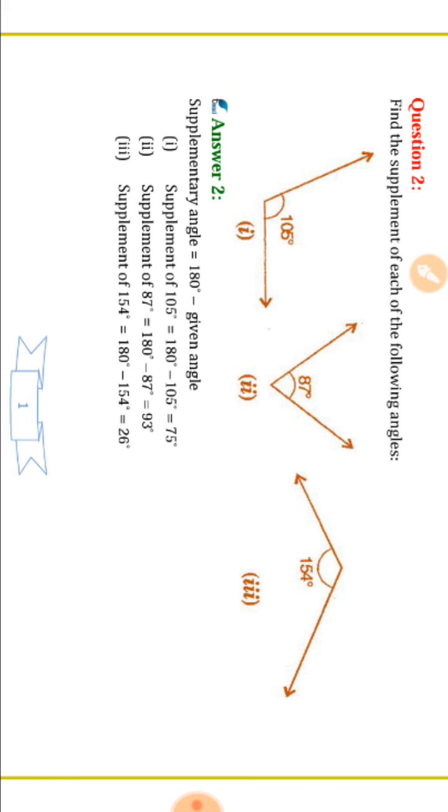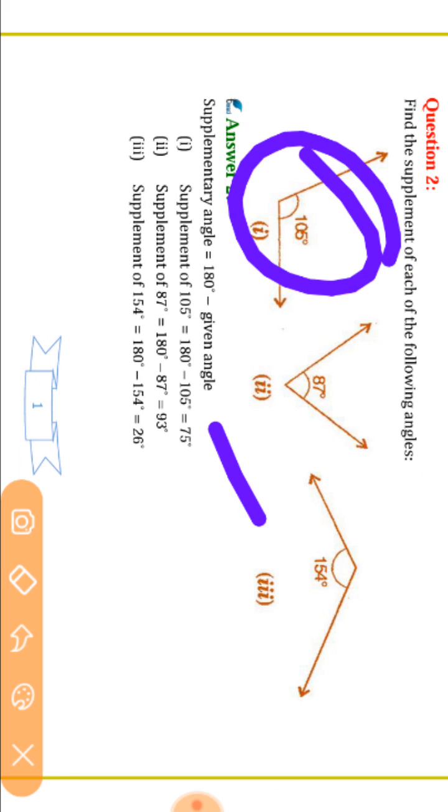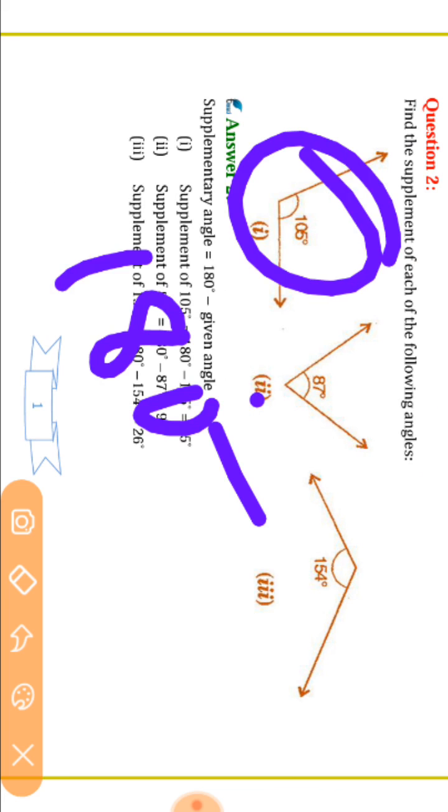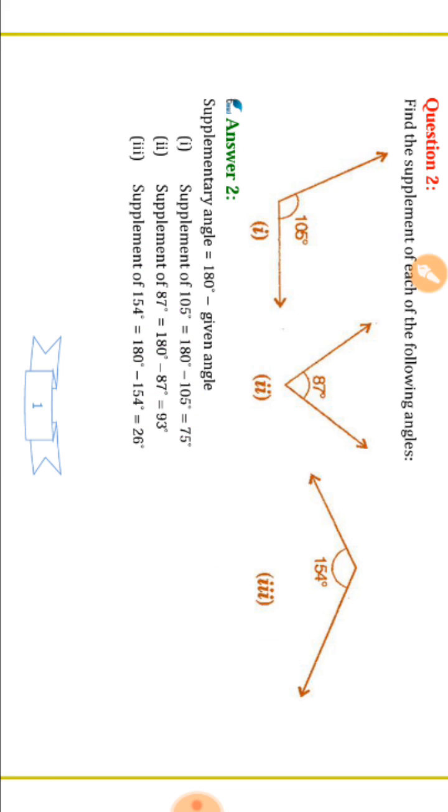So, supplementary angle is 180 minus the given angle. So here 105 is there. To get 180 degrees, how much do you need? 180 minus 105 you must need. You will get how much? 75.